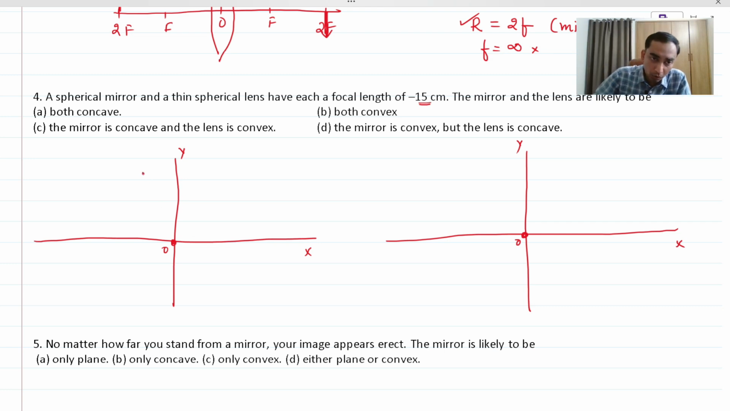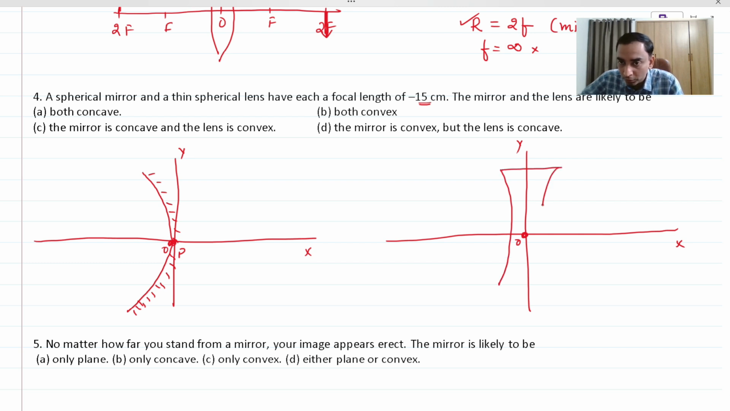So if I draw a concave mirror, I will have to draw it like this, such that its pole is at the origin, and the concave mirror has its reflecting surface inside like this, and the painted surface is this dotted surface which is outside. But if I want to draw a lens, I will have to draw a lens like this. Suppose I draw a concave lens, I will draw the lens like this.